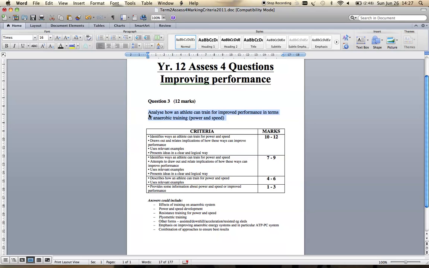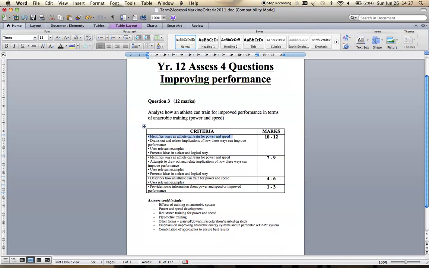So obviously the key word there is the analyse, and in this context with the analysis we're looking at the drawing out and relating implications of how these ways of training can improve performance. So it's not just simply this part. Obviously you have to do the first bit where it says identify the way you can actually train for power and speed, but you also have to analyse it and say, well, this is what they're doing and this is why it improves power, and then this is why improving power will improve performance. So it's a 3-step process. What are they doing? How does that improve power? How does that power improve performance?